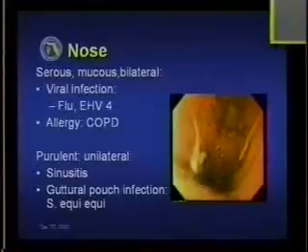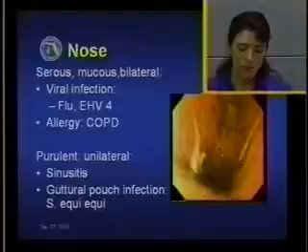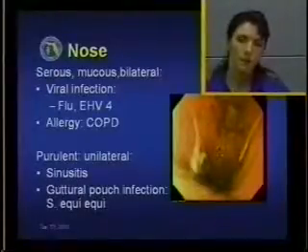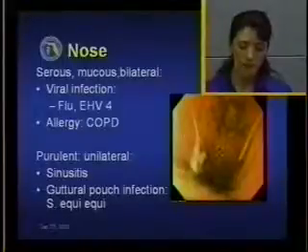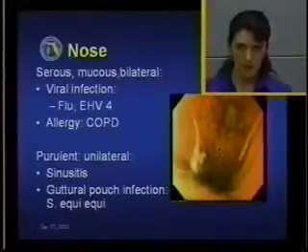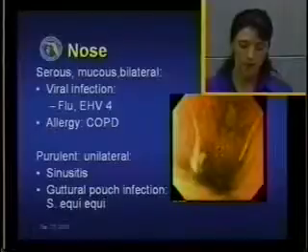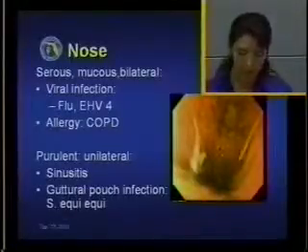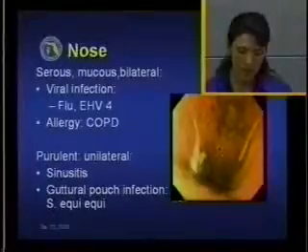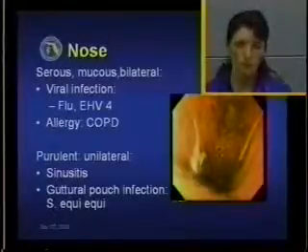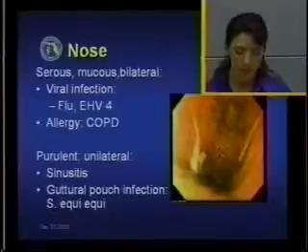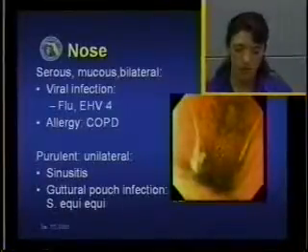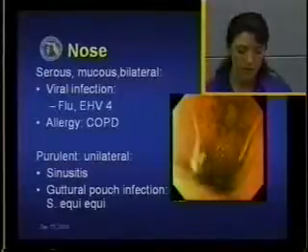When you look at the discharge, if you're dealing with a serous or mucus bilateral discharge that is not too abundant, you may be dealing with a viral infection. And some of the most common viruses that affect the respiratory tract of horses are influenza or equine herpes virus 4. In some cases, allergies of the lower respiratory tract, such as chronic obstructive pulmonary disease, may result in a bilateral serous discharge, or sometimes mucoid discharge as well.